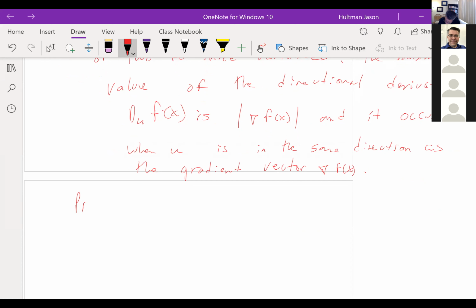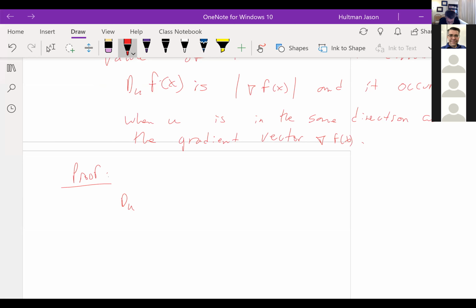Okay, let's do a proof of this. It's a pretty easy proof. What is the directional derivative of f? Well, that's del f dotted with u. And from the dot product, how can we rewrite it in terms of theta? Well, it's the magnitude of the first vector times the magnitude of the second vector times the cosine of theta, right? The angle between the vectors.